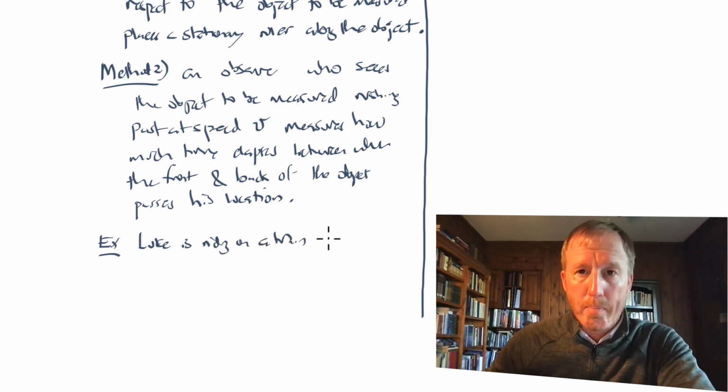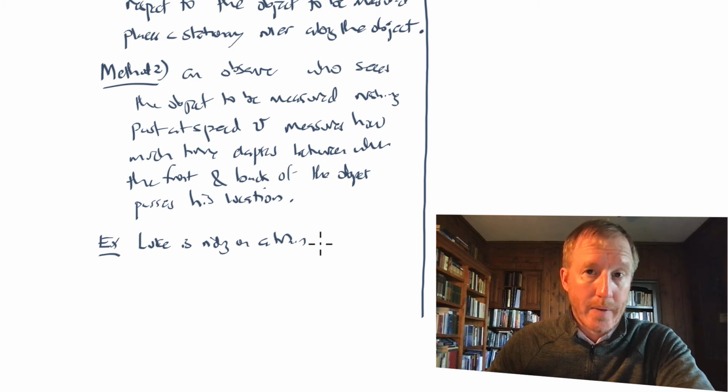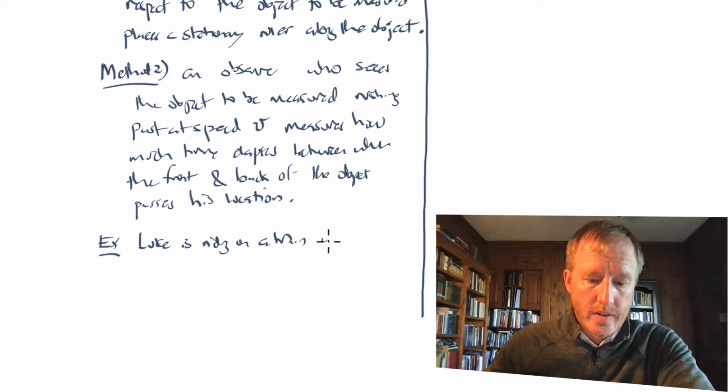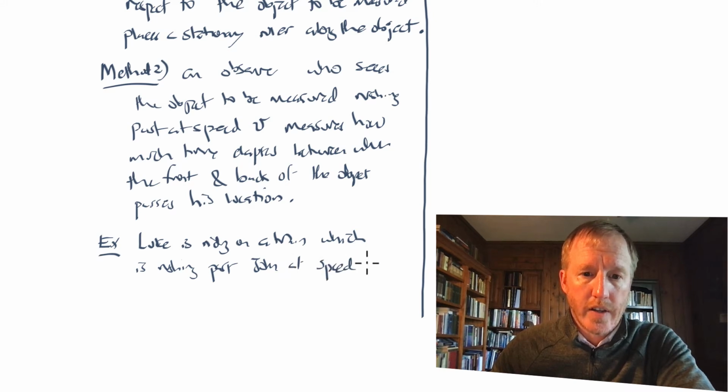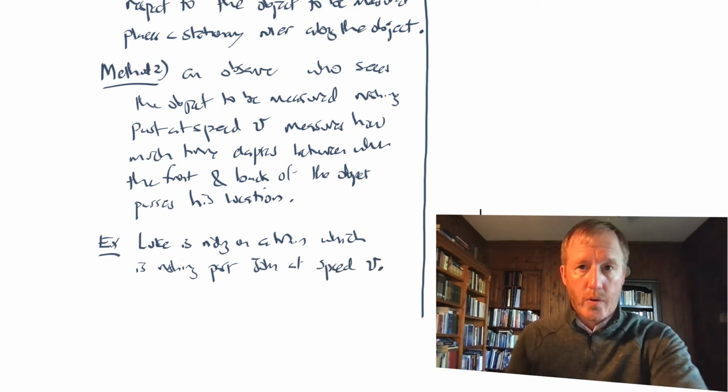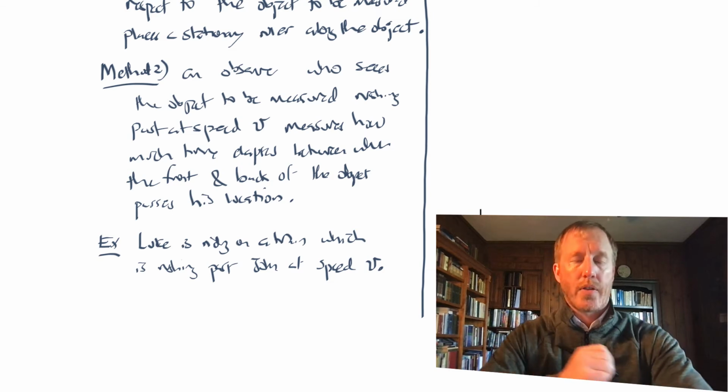And it's rushing past John at speed v. Maybe John is at Cafe Hollander. So the train is rushing past John at a speed v. Okay, now of course, it's good to step back and think about this for a moment.